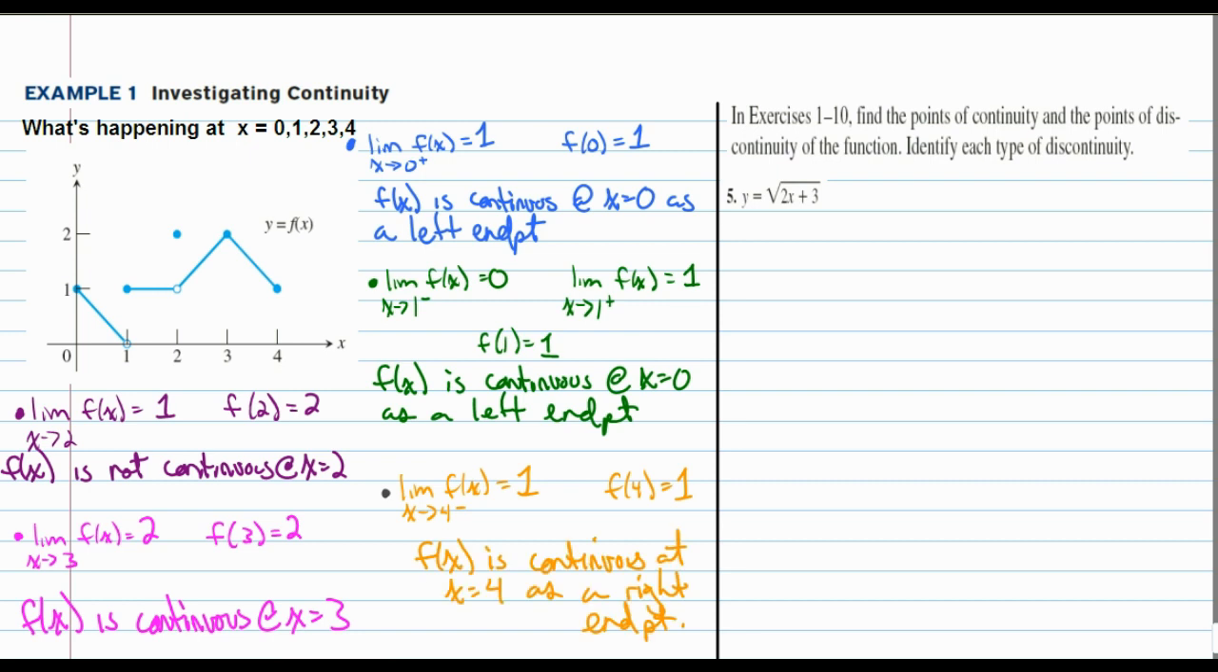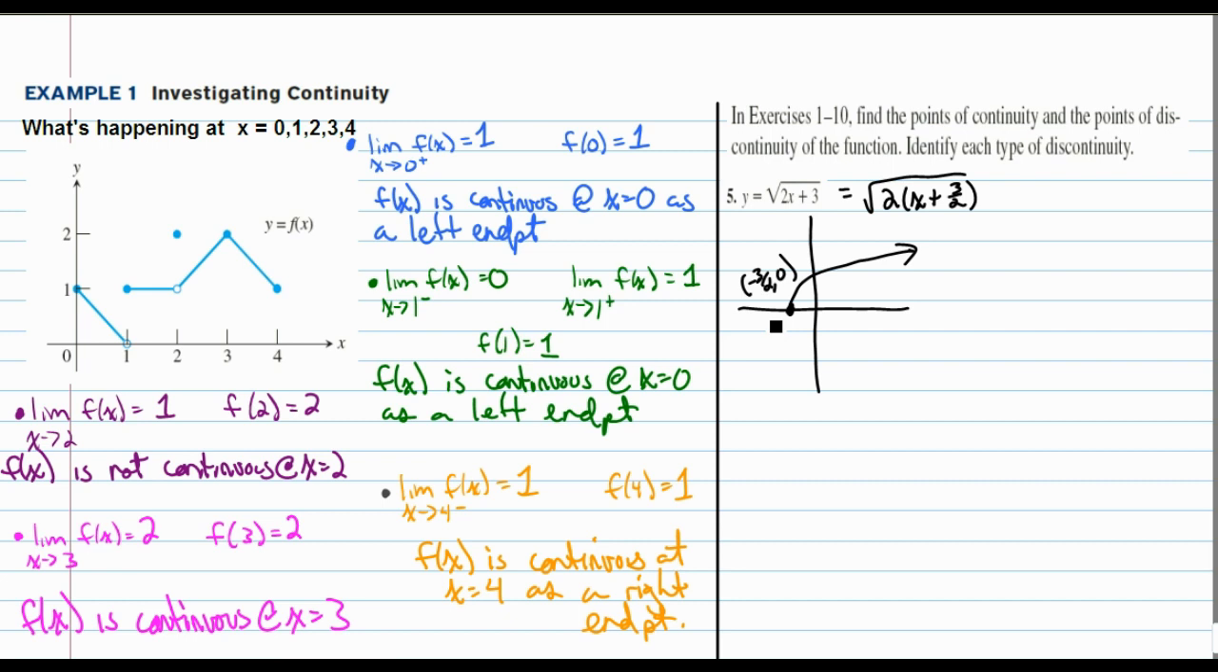Now try problem number 5. It says find the points of continuity and the points of discontinuity of the function. Identify each type of discontinuity. Now I could graph this in my calculator, but from our experience in pre-calc, I know that this is a square root function that should have started out at x equals 0, but now is going to start out at negative 1.5. So negative 3/2 comma 0, and it is going to go up from there. In other words, if I plug in negative 3/2 for x and then add 3/2, I get 0, which is the left endpoint of this function.